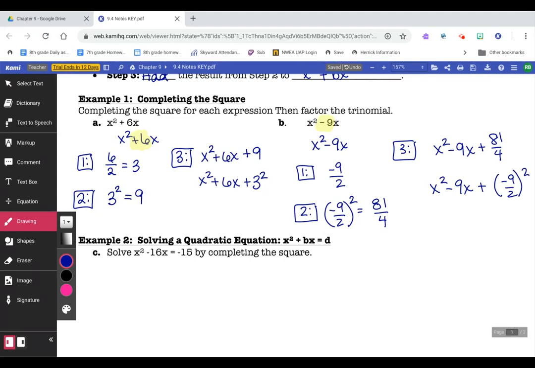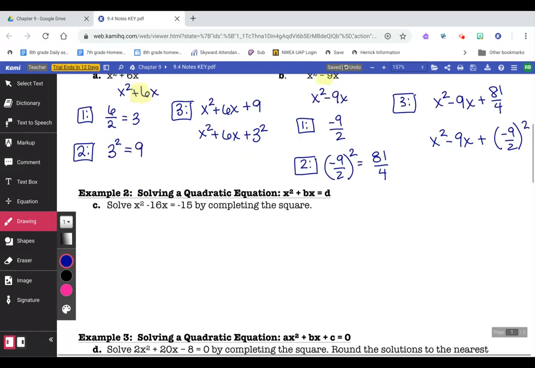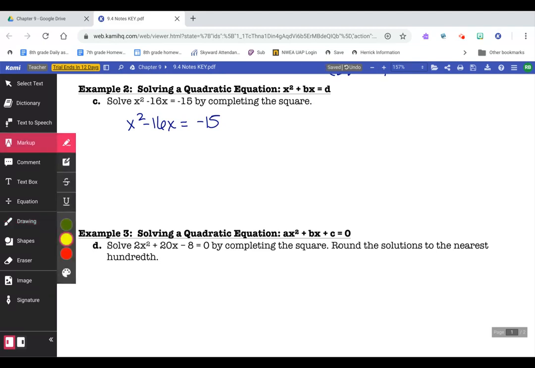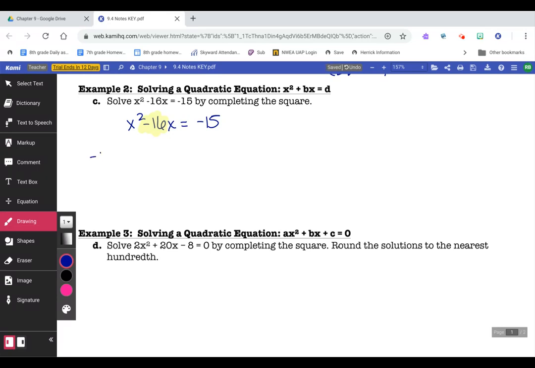All right, so for example 2, we are now going to solve the quadratic equation using the method for completing the square. So if I have x squared minus 16x is equal to negative 15, for step 1, we were supposed to take the b, which is the coefficient in front of x, and divide it by 2. So negative 16 divided by 2 gives you negative 8. For step 2, we're supposed to square that, and you end up with 64.